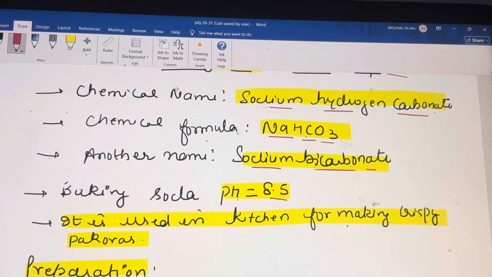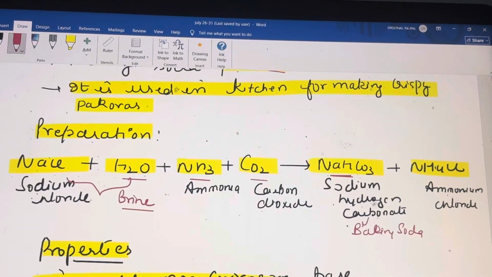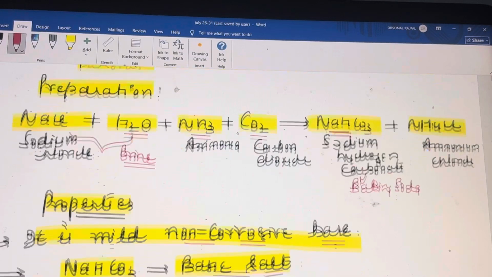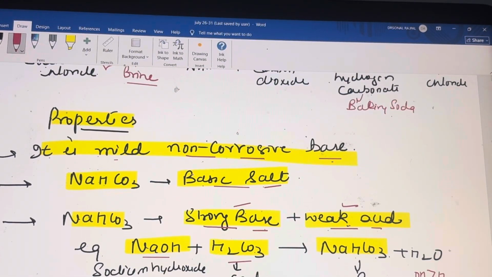For the preparation of baking soda, we require four things: sodium chloride, NaCl, water, ammonia, NH3, and carbon dioxide. Whenever we mix all these four together, it leads to the formation of sodium hydrogen carbonate, which is baking soda, and ammonium chloride, NH4Cl, is formed as a byproduct. And you all know that an aqueous solution of NaCl and water is called brine, which I already explained in my previous video. And what are the properties of this baking soda?